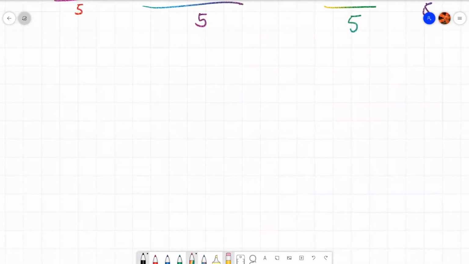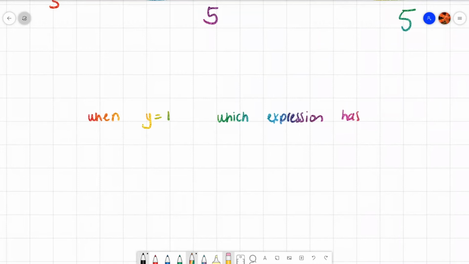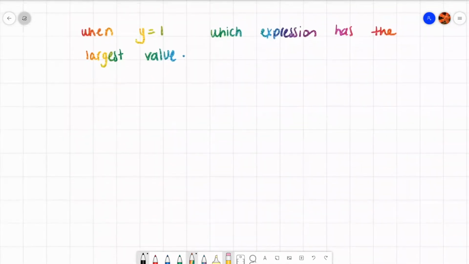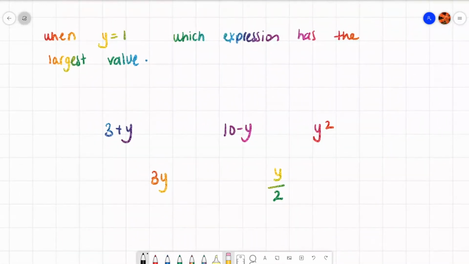Right, let's have a look at an exam style question then. I'm going to copy this out from a paper. When y equals 1, which expression has the largest value? It's 3 plus y, 10 minus y, y squared, 3y, and y over 2. When y is 1, which one has the largest value? So you have to work each of them out, obviously.